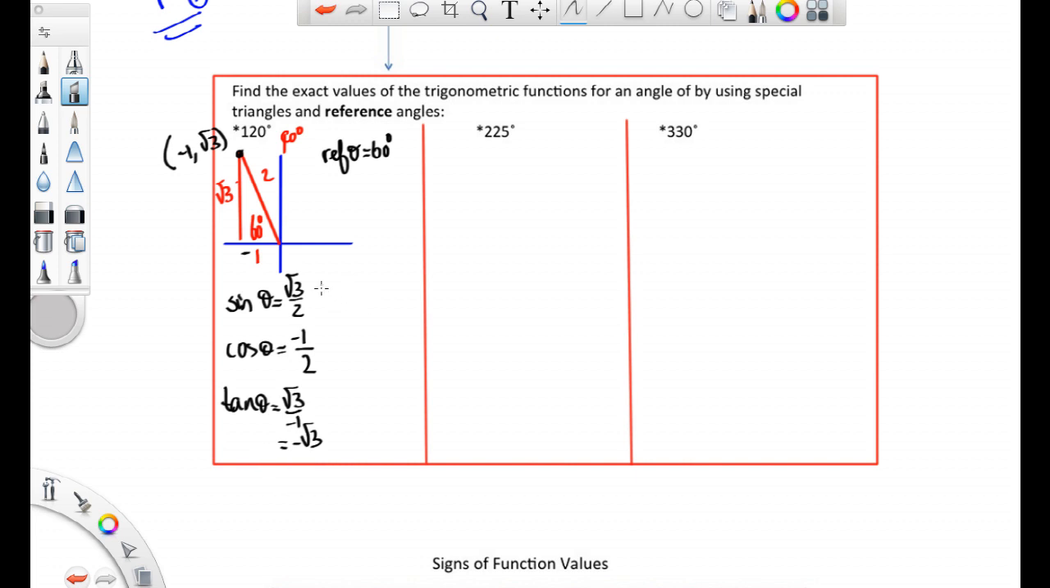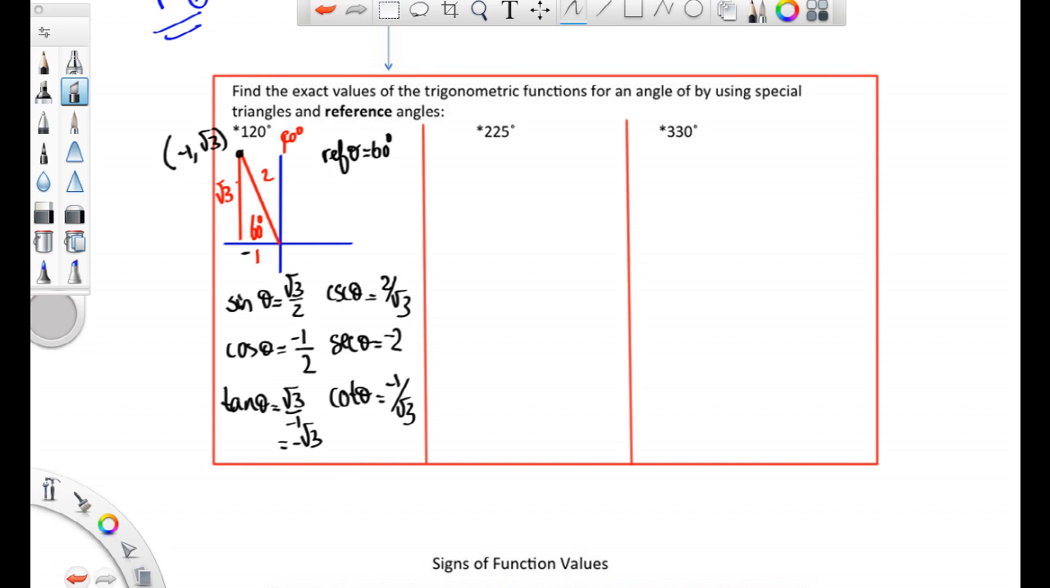Okay, and then the other 3 we can find by just flipping. So the cosecant is 2 over the square root of 3. The secant would be a negative 2 over 1, so just a negative 2. And then the cotangent of theta would be this one flipped, so a negative 1 over the square root of 3. So those are the values for the trig functions of an angle.